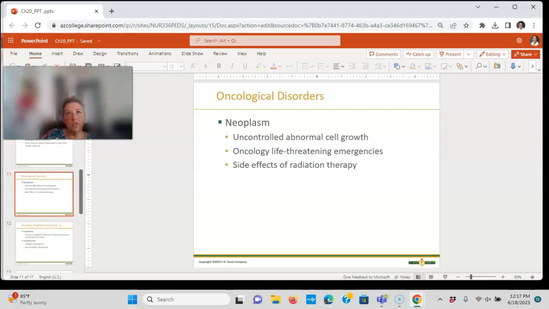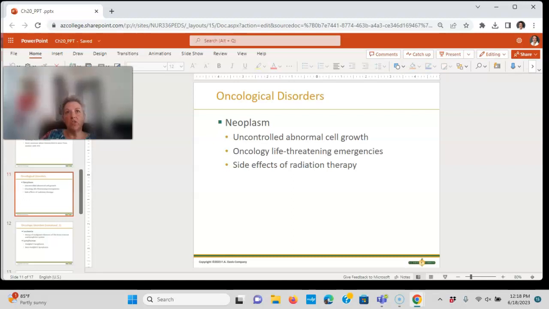Oncological disorders, the spread of abnormal cells. So neoplasm, uncontrolled abnormal growth of cells. So one of the biggest ones of these is tumors or malignant. Cause of most cancers are unknown, possibly chemical carcinogens, radiation, and viruses. So unregulated genetic activity and tumor growth in Wilms tumor. Neuroblastoma, retinoblastoma, early childhood diseases.